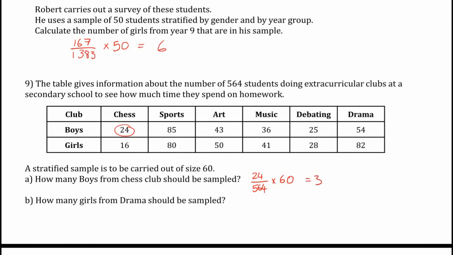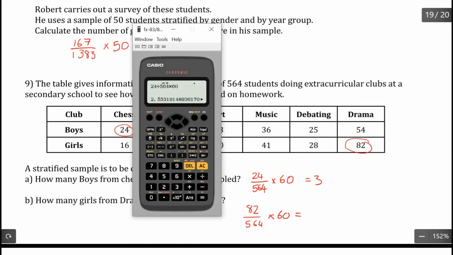How many girls from drama should be sampled? 82 of those. Exactly the same method. Obviously there's going to be a few more of these. When we round that, that will be 9.